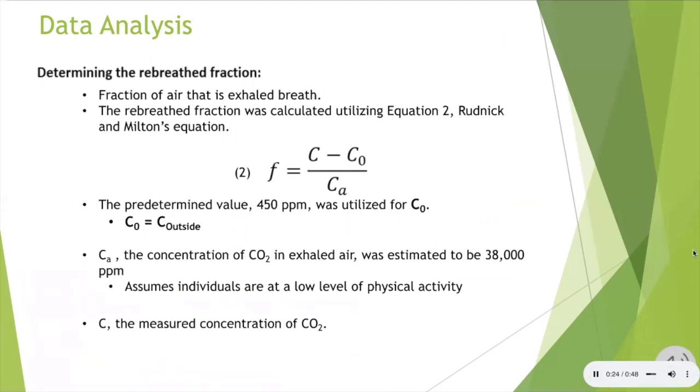C0, the outside concentration, remained the same at 450 parts per million, and Ca, the concentration of carbon dioxide in the exhaled air, was estimated to be 38,000 parts per million. This Ca value assumes the individuals in the location are at a low level of physical activity. The rebreathed fraction was then calculated using equation 2, and the concentrations of carbon dioxide at each time step.